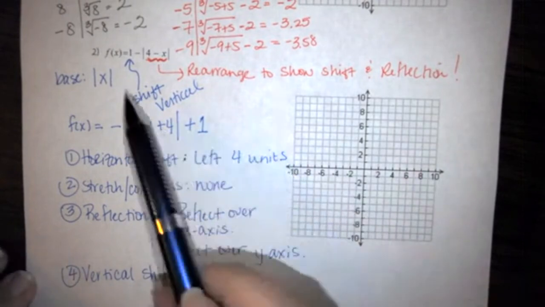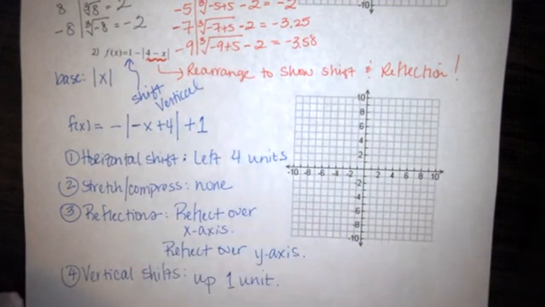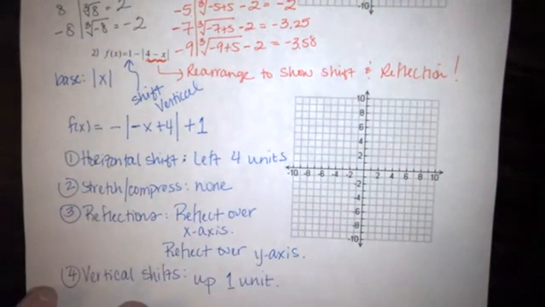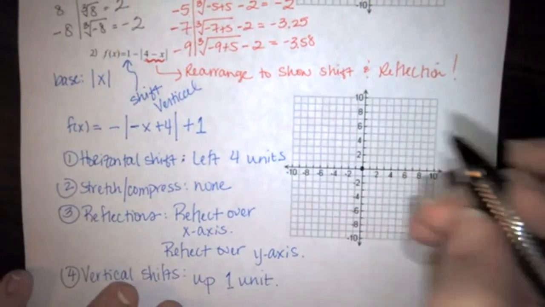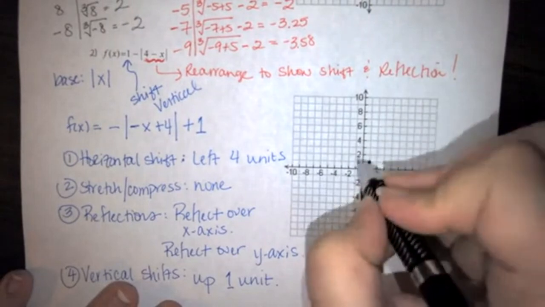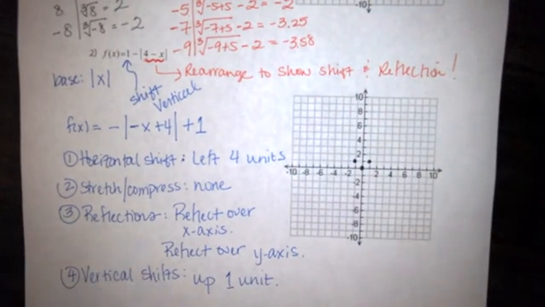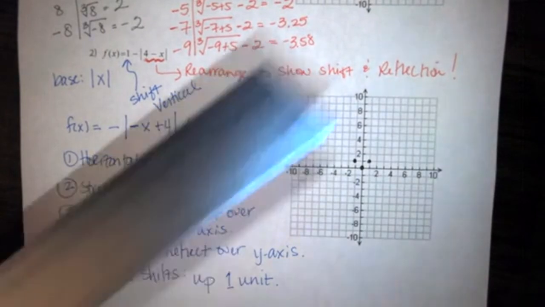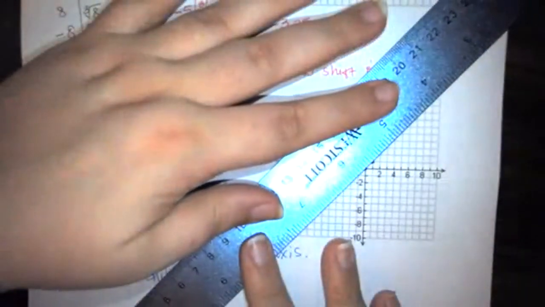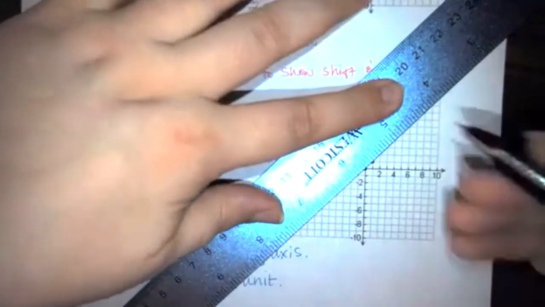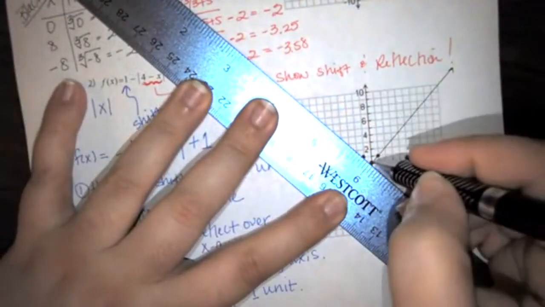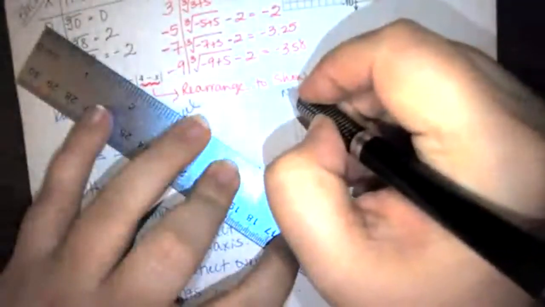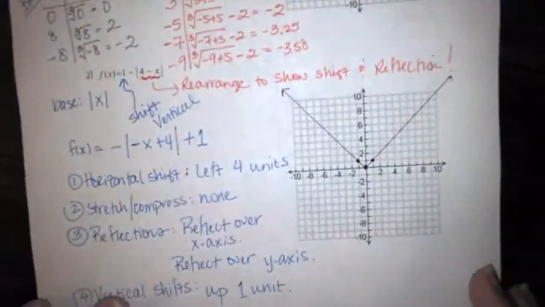So I need to graph the original. My base equation, again, is going to be the absolute value of x. We know the absolute value of 0 is 0, the absolute value of 1 is 1, and the absolute value of negative 1 is 1. Again, this is that V. So we're going to go ahead and graph this line so that we can look at that base function as it is. We're just going to go ahead and drop these in. Again, remember, make them close. I'm using a ruler to make it easy.